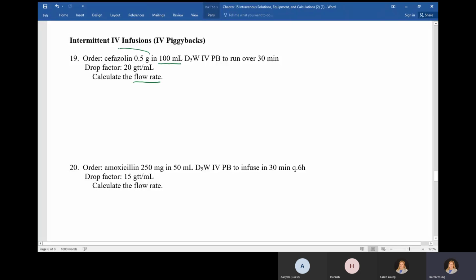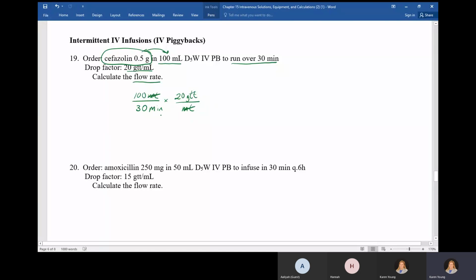In this 100 milliliters is a half a gram of medication, but it's already mixed in the milliliters. So we don't have to worry about it. We just know it's in there. And it's to run over 30 minutes. And I've got a drop factor of 20 drops per milliliter. So I want my number of milliliters over my time times my drop factor. Since this is already in minutes and I've got a drop factor, I'm wanting it in drops per minute, I don't have to do my time conversion.